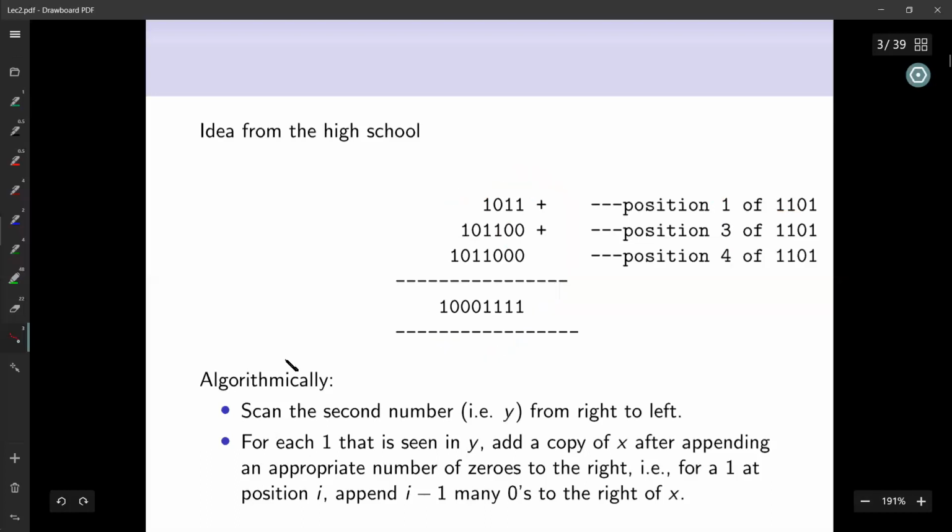Let's analyze this algorithm. This is a pretty straightforward algorithm. This is what we did in our school, but we would have done it in decimals, not binary. Binary is exactly the same, except that the digits are added in binary.